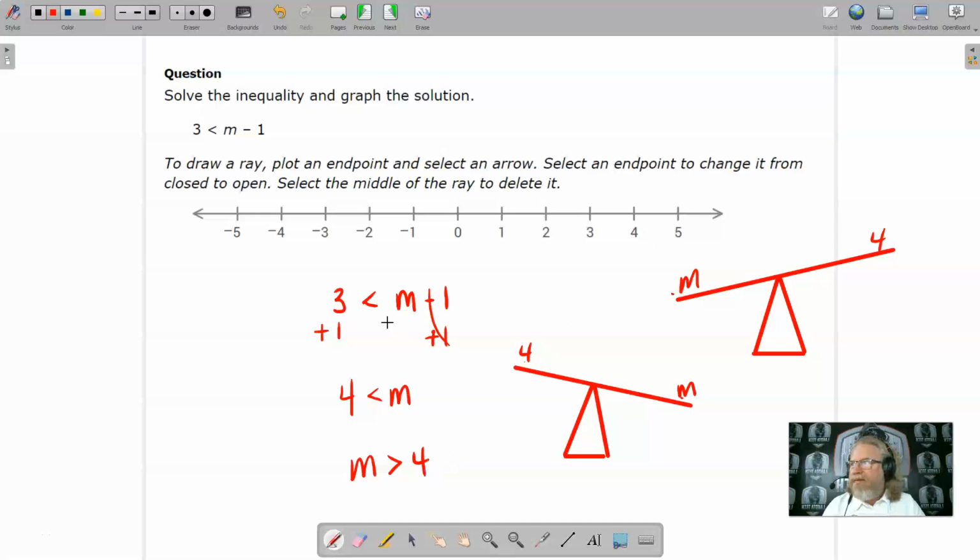So let's find 4. And this is a good one because I think this is the first open dot question of the whole activity, right? And notice it doesn't have the equal concept, so 4 is not included. M has to be greater than 4, so we're going to go ahead and leave that as an open dot. And there we go. Outstanding.